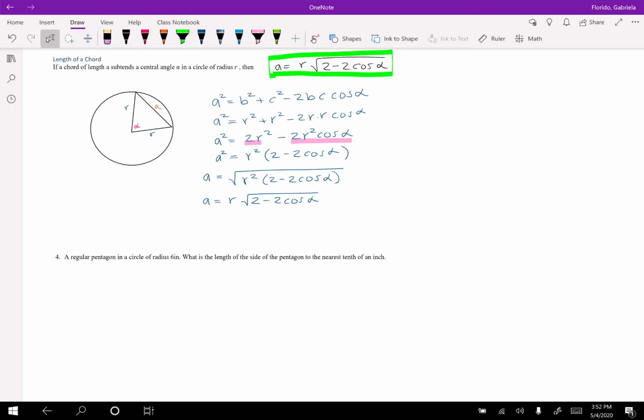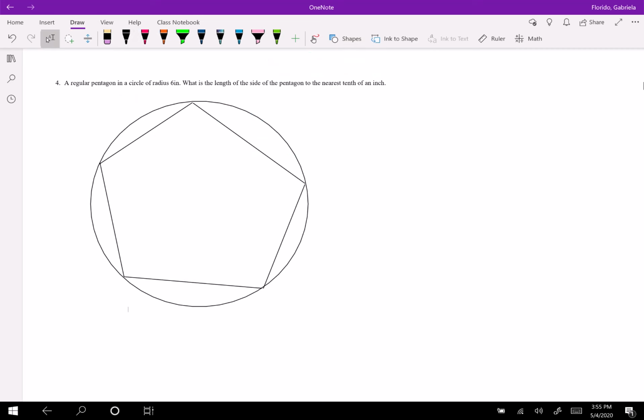I actually forgot to mention that this regular pentagon is inscribed in a circle. So let me just draw this out. I'm going to use my shapes. So here is my pentagon inscribed in a circle. Again, it tells us that the radius of the circle is 6 inches.